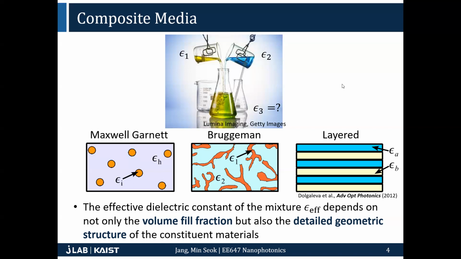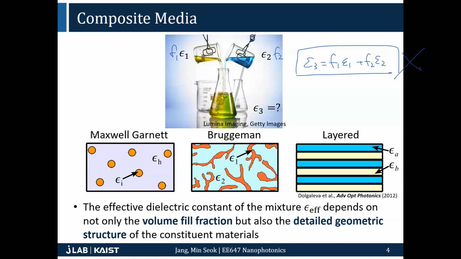Let's say you have a volume fraction F1 of the epsilon 1 material and a volume fraction F2 of the epsilon 2 material. Then epsilon 3 is F1 epsilon 1 plus F2 epsilon 2. This would be the simplest and most intuitive answer that you have, which is not always true. It is true for certain cases, but it's not always the case.